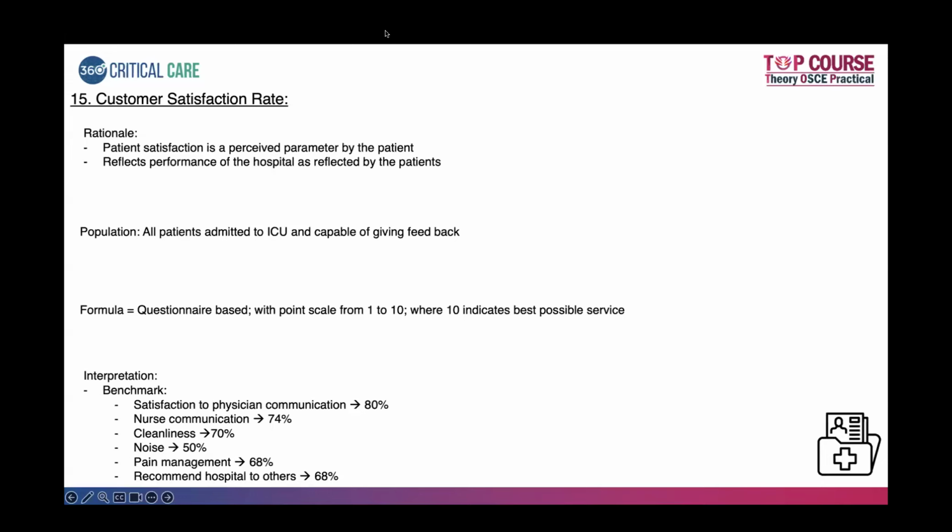Customer satisfaction now, actually, it's a hard truth, but most of the hospitals are into a market kind of system. Patients are like customers, and the attenders are also a part of the customer system. You need to keep them happy to get a good load of patients. They say patient satisfaction is a parameter perceived by the patient and it reflects the performance of the hospital. The better the performance of the hospital as reflected by the patient, the more patients are going to come, and the better the performance and care will be.